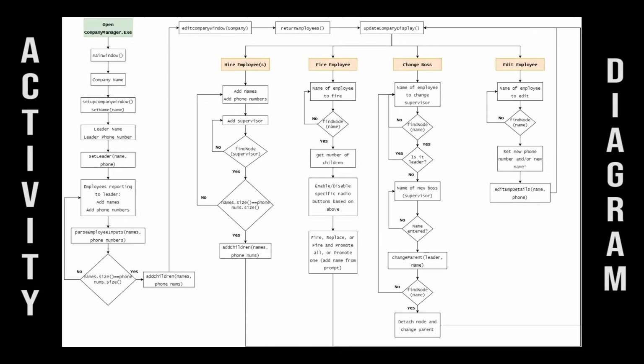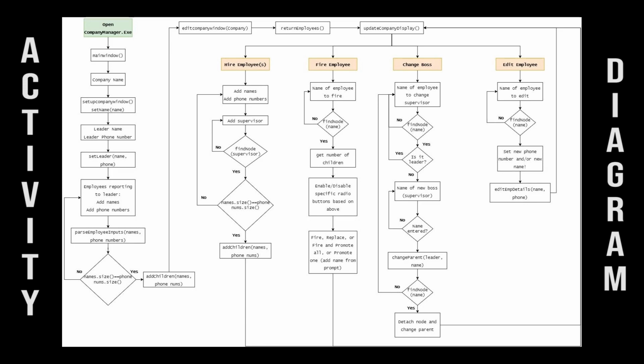This is my activity diagram. So when I first open the exe file, that calls the main window class where you define the company name. The name is then passed to the setup company window class where I define the leader name and phone number. I then set the leader. I then define the names and the phone numbers of all the employees that report to the leader, which calls the parse employee inputs method that checks if the names and the phone numbers vector are the same size. Then I add the children there. That calls my edit company window class where I return the employees and then update my company display. So that's my last window.